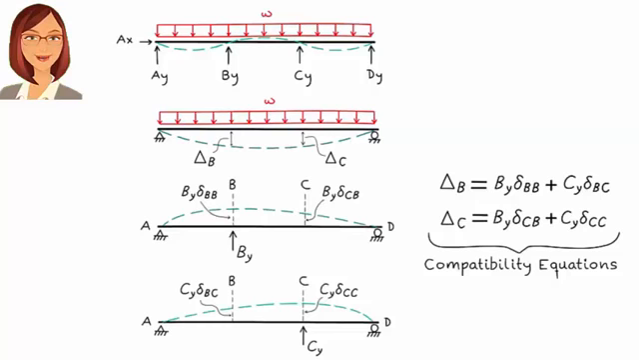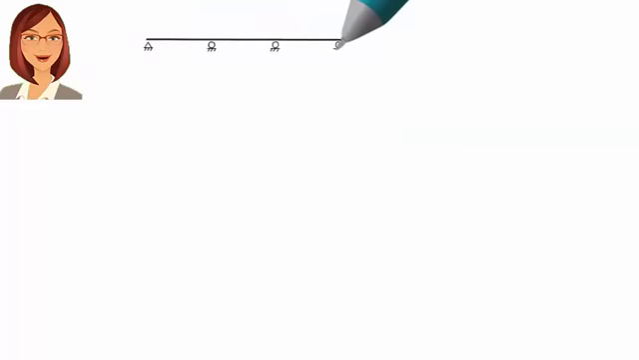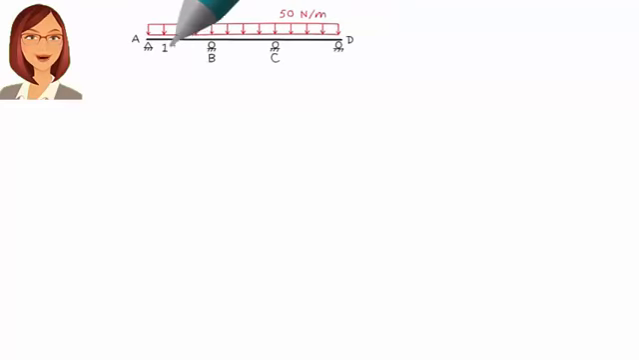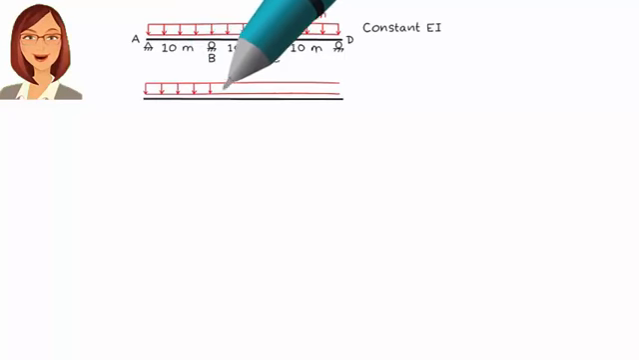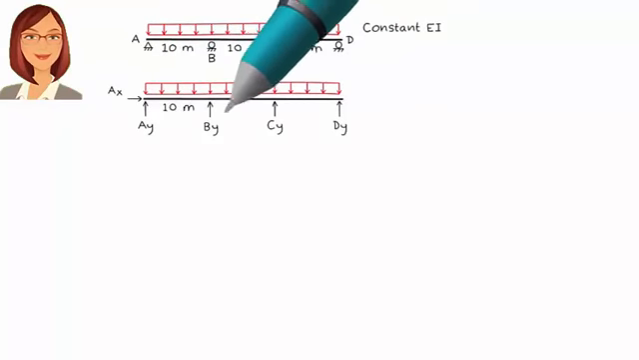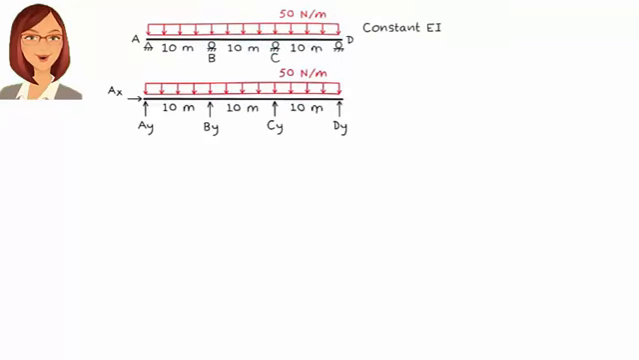Let's illustrate the entire process using an example. Suppose we have a beam subjected to a uniformly distributed load of 50 newtons per meter. Assuming a constant EI, we wish to analyze the beam using the force method. We start by drawing the structure's free body diagram. Since the beam's degree of indeterminacy is 2, we need to pick two of the unknown reactions as redundant forces. Any pair of vertical forces will do, as long as the remaining structure is stable. Let's pick By and Cy.